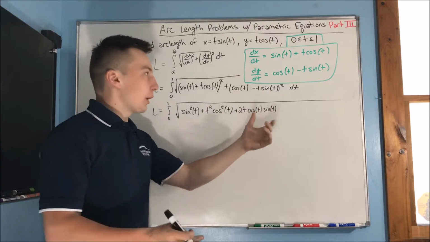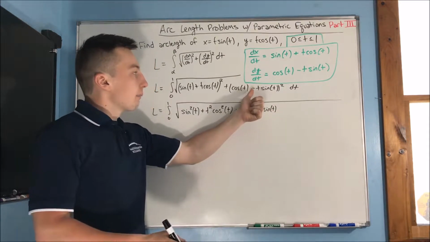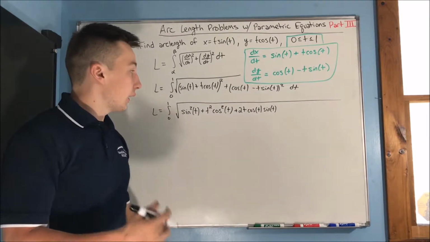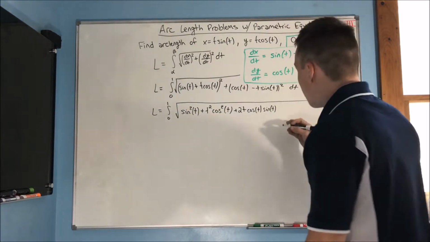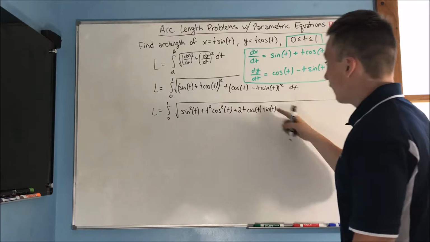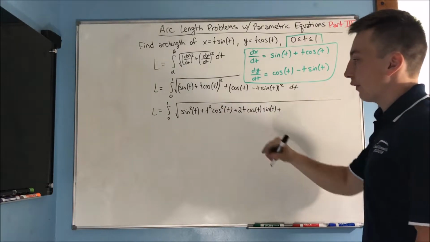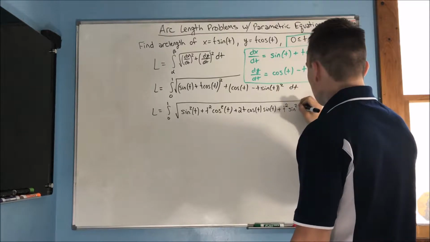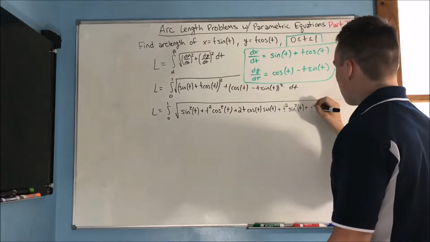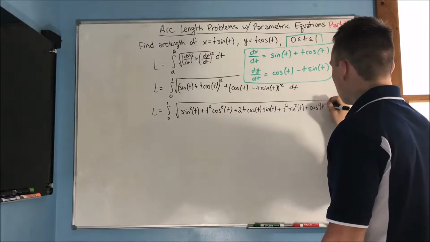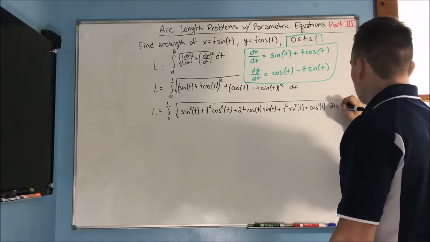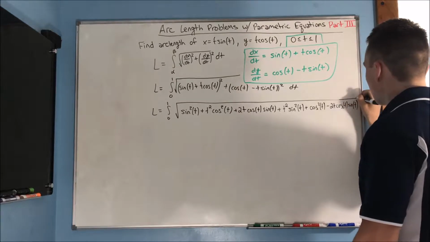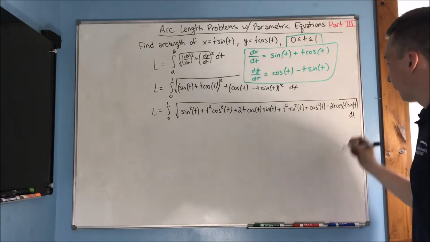Now we need to do the second piece, and this is going to be exactly the same, except now, and this is kind of like the part 2 video, so this looks familiar, I guess, we have a minus 2t cosine t sine t. So we'll write, and of course our t's are going to be on a different variable this time, plus t squared sine squared t plus cosine squared t minus 2t cosine t sine t. And we have our dt at the end.